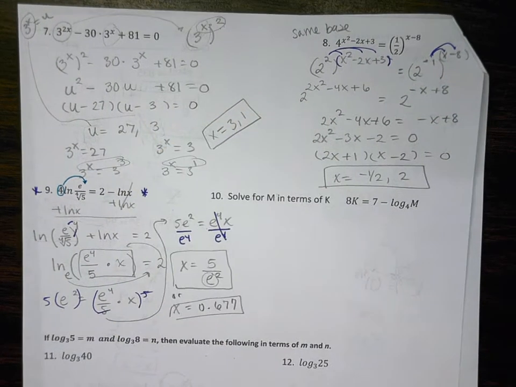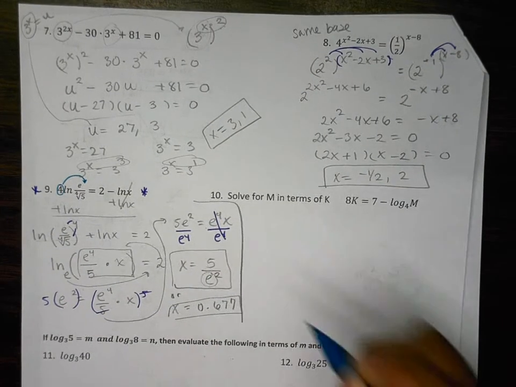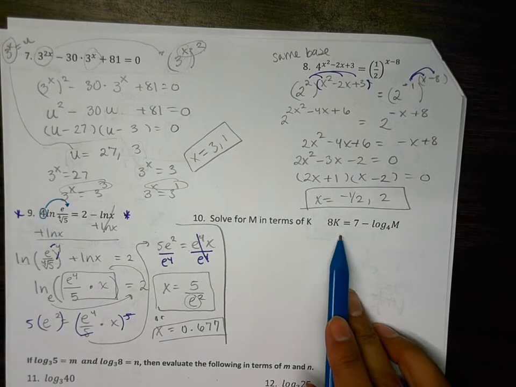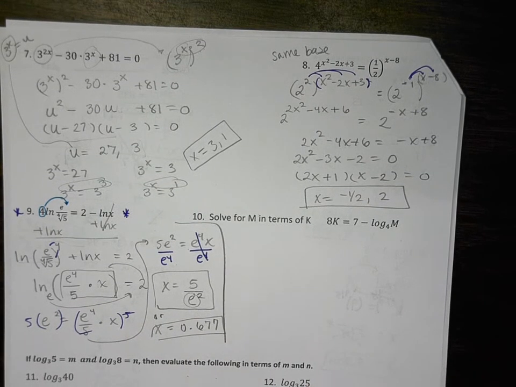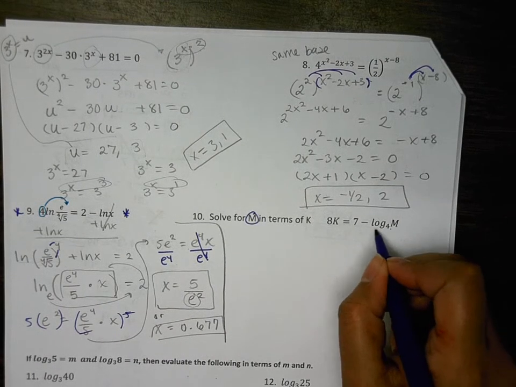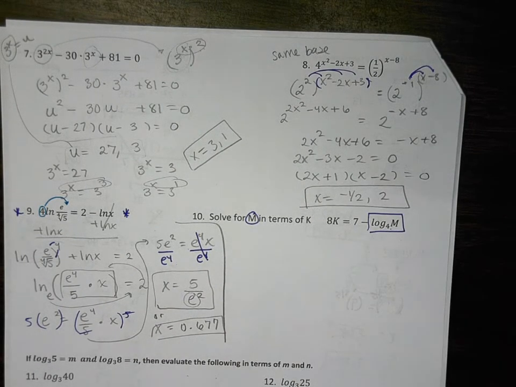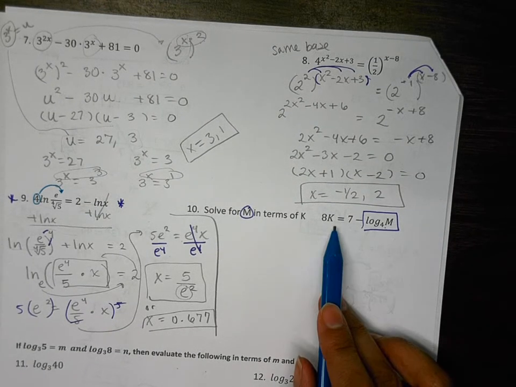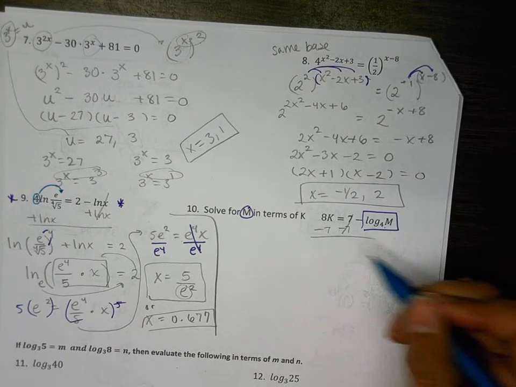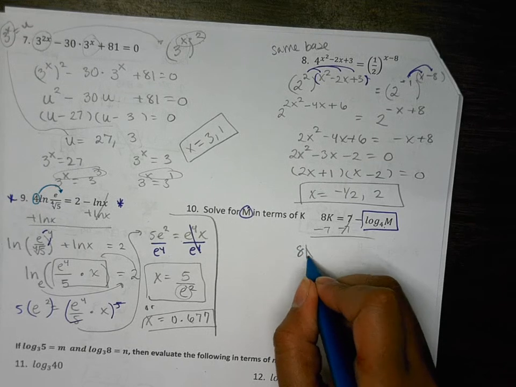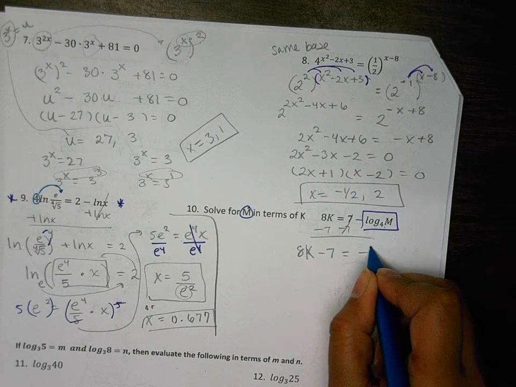Next one. Solve for m in terms of k, where 8k equals 7 minus log base 4 of m. Are we all ready? Okay. They want us to solve for m. Do you agree that m is attached to a log? Which means eventually wrap around or drop the log. I'm trying to get this log by itself, so what can I do with this 7? Subtract it over. And 8k and 7 are not like terms. So 8k minus 7 equals negative log base 4 of m.